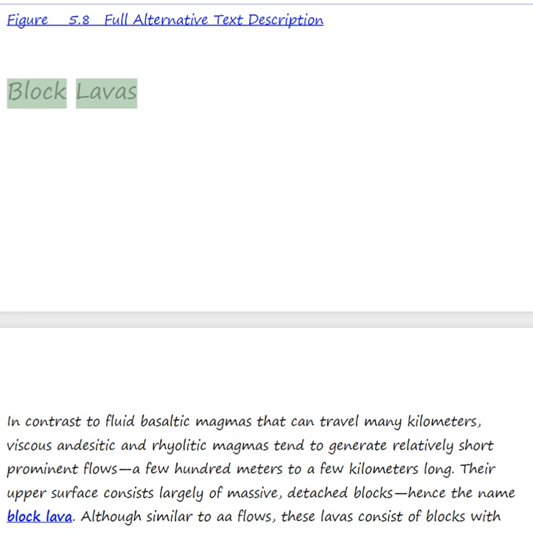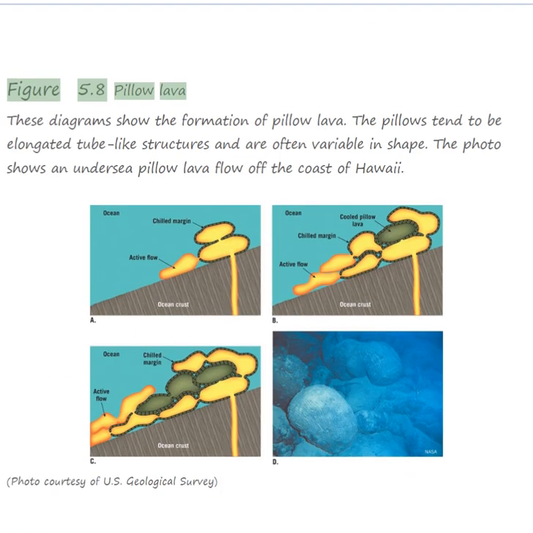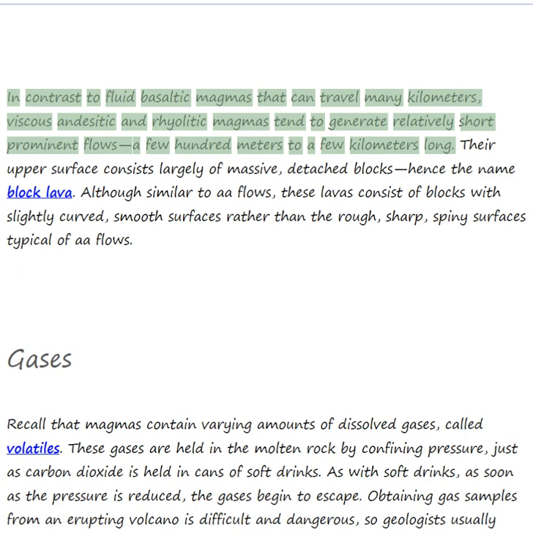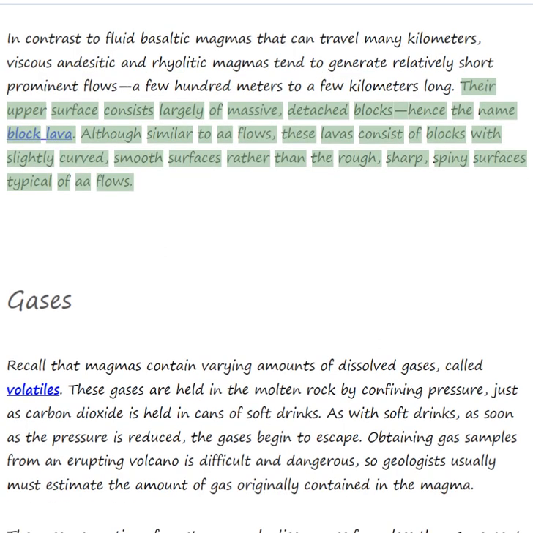Block lavas. In contrast to fluid basaltic magmas that can travel many kilometers, viscous andesitic and rhyolitic magmas tend to generate relatively short prominent flows, a few hundred meters to a few kilometers long. Their upper surface consists largely of massive, detached blocks, hence the name block lava. Although similar to aa flows, these lavas consist of blocks with slightly curved, smooth surfaces rather than the rough, sharp, spiny surfaces typical of aa flows.